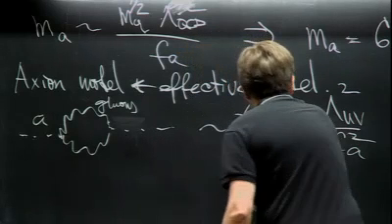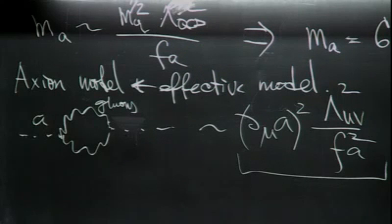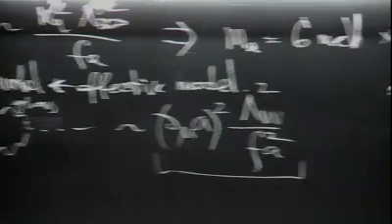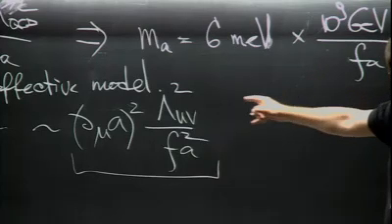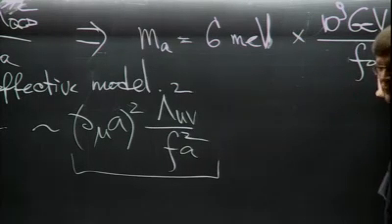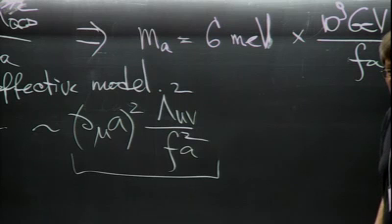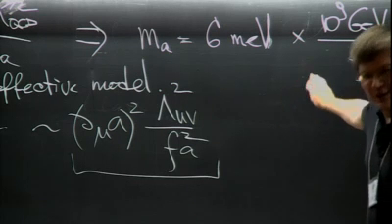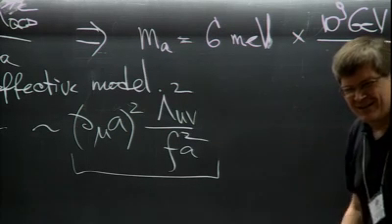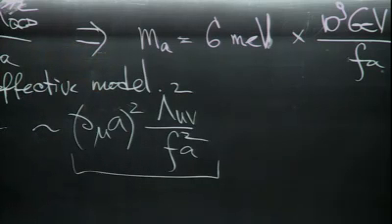So this allows you to take any values of Fa, right? I've written it in a suggestive way, right? That 10 to the 9 is some sort of good choice.